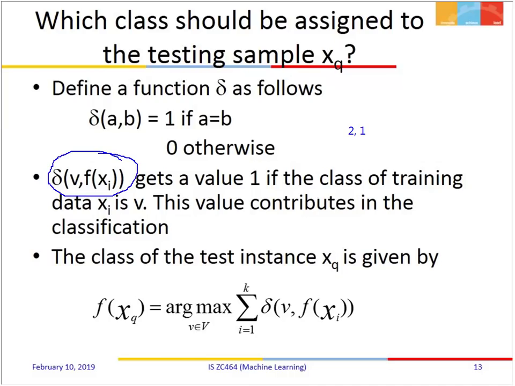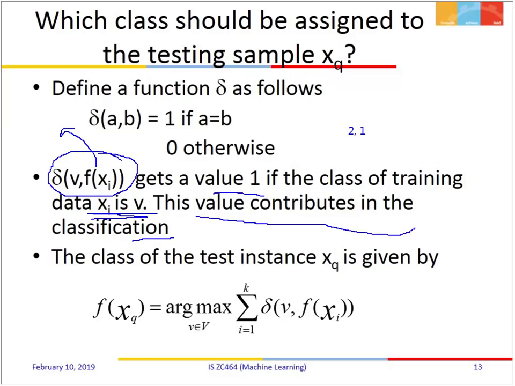If I am writing delta V comma f of xi, f of xi is just some class label which we are either assuming or we are predicting. Then this gets a value 1 if the class of training data xi is V. Actual class is V, then this value will contribute to the classification, otherwise it will not. So then we are trying to find out these sums.